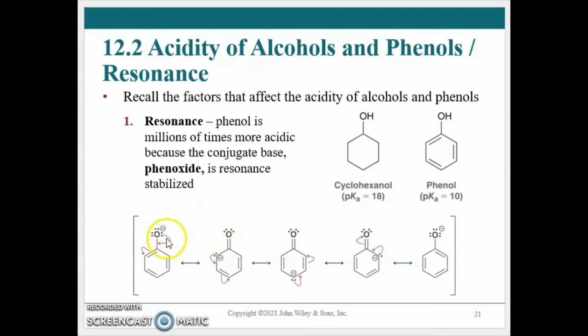So after ionization, we have the electron pair coming down, and then this double bond electron pair moving onto the carbon to give us our first resonance structure. And this can continue to give us these 5 resonance structures, or 4 resonance structures. The first one and the last one are identical. These 4 resonance structures for phenol explain the relative acidity of phenol compared to cyclohexanol.